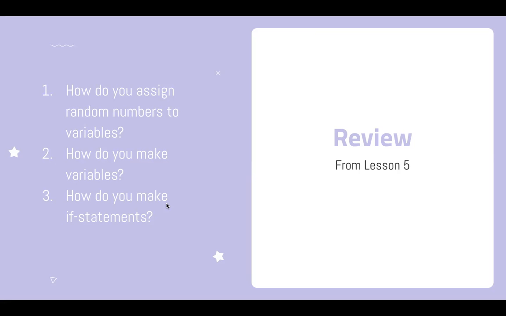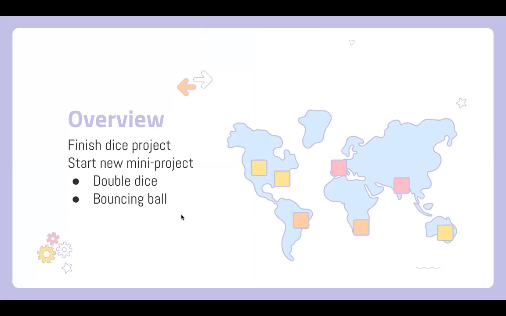And finally, how do you make if statements? All right, I'm hearing some good answers. Yep, exactly. So you want to say if, and then in some parentheses, you want to put a Boolean condition, and then you want to have two curly brackets. And inside those curly brackets, you have some code that runs. All right, good work so far. So today we're going to finish the dice project, which we kind of started from last week. We're going to start a new mini project, the double dice and the bouncing ball.